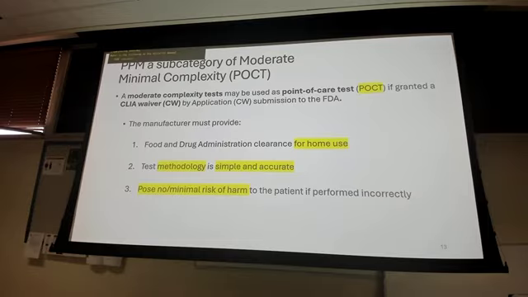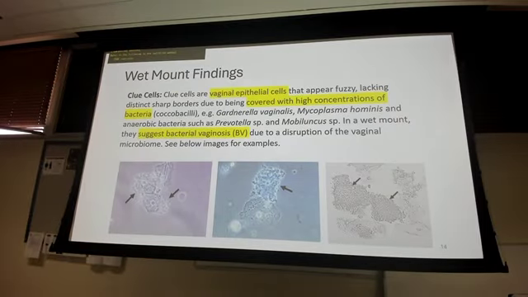So the three things that the point of care test must have, just read the highlighted stuff. It's what? It has to be for home use, right? It's got to be simple and accurate, and it has to pose no or minimal risk of harm to the patient.